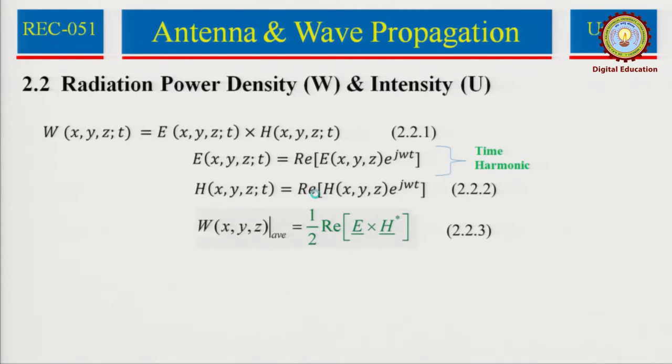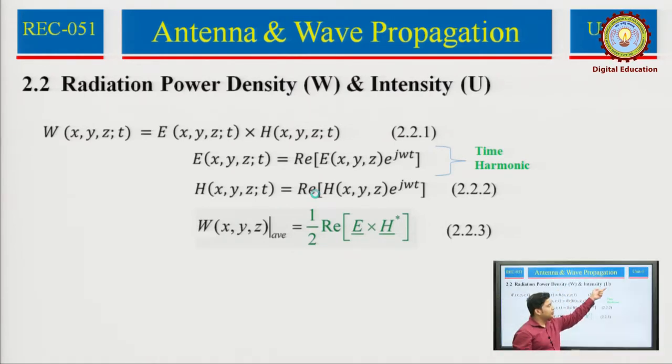The next fundamental property is radiation power density and radiation intensity. Radiation power density is capital W, and intensity is U. This is for a non-isotropic source or practical cases. We are not discussing the isotropic source now; we discuss it later on. Power density is nothing but the Poynting vector, half Re of E cross H, which we already discussed.